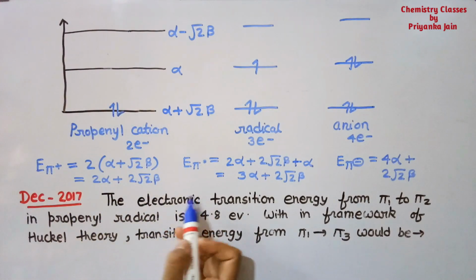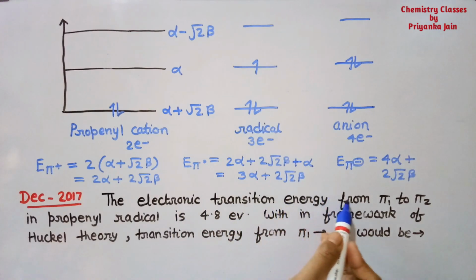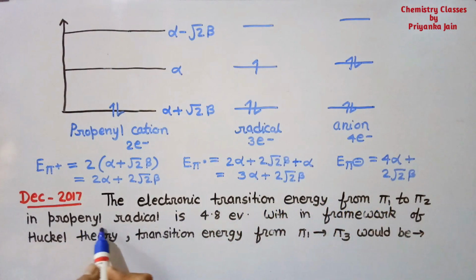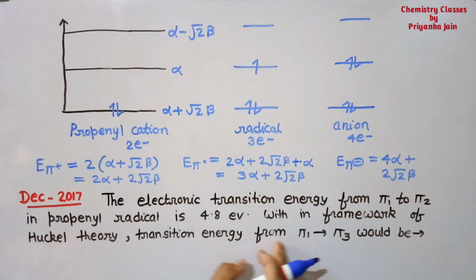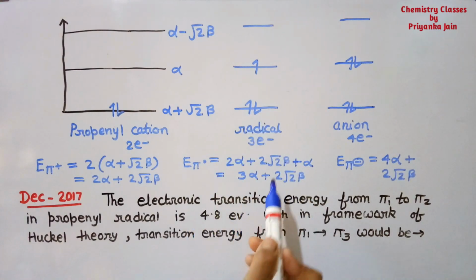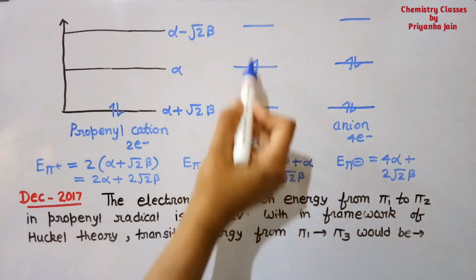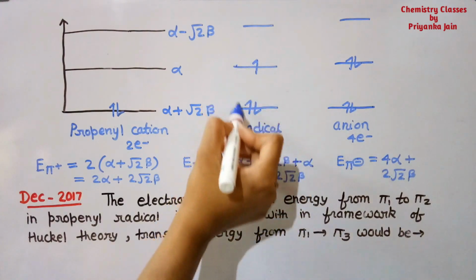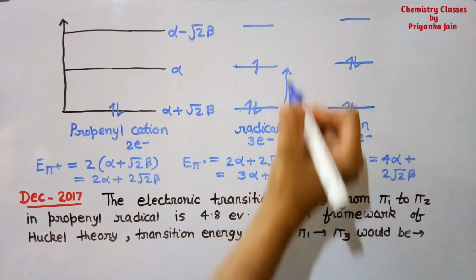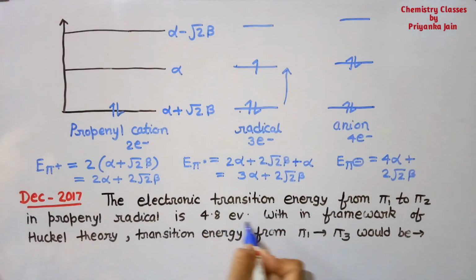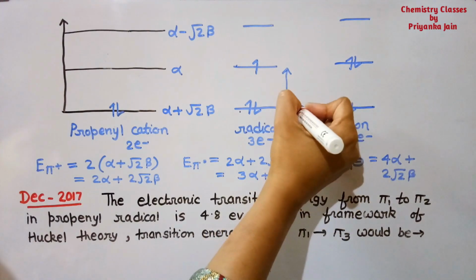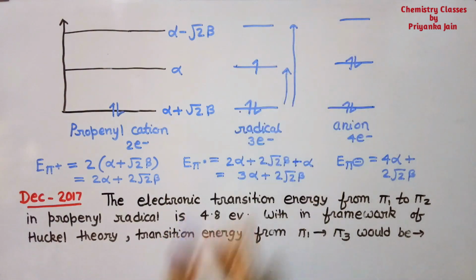Question is quite simple. The electronic transition energy from pi 1 to pi 2 in the propenyl radical is 4.8 eV. Within the framework of Huckel theory, the transition energy from pi 1 to pi 3 would be? So here we are given that when we do an electronic transition from pi 1 level to pi 2, the energy for this transition is 4.8 eV, and we have to give the energy for this transition, pi 1 to pi 3, right?